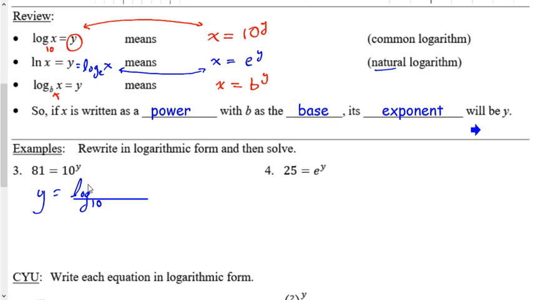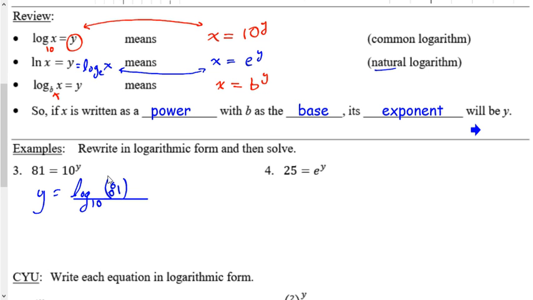And a logarithm operates on the power. Well, 10 to the y is the power, but 10 to the y is equal to 81. So we'd say the log base 10 of 81 is equal to y. There's the base. The exponent is what the logarithm is equal to, and it operates on this power. We're imagining 81 to be a power base 10.